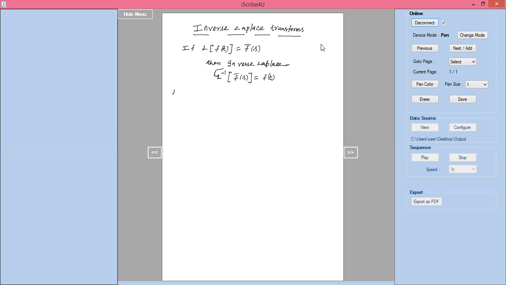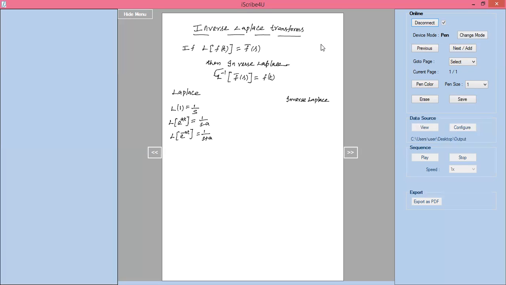I will write Laplace on this side and inverse Laplace on this side, because we already studied the formulas; I am just recollecting them. In Laplace, L of 1 equals 1 by s. L of e power at equals 1 divided by s minus a. L of e power minus at equals 1 divided by s plus a.